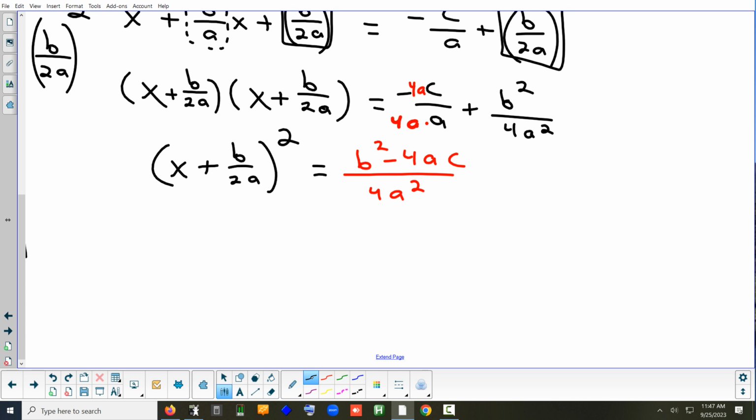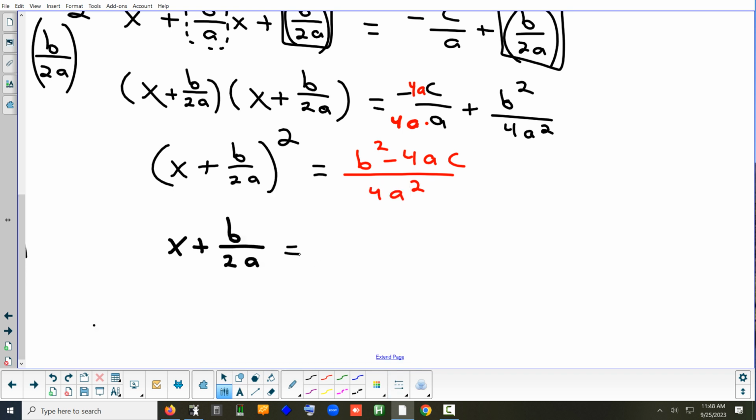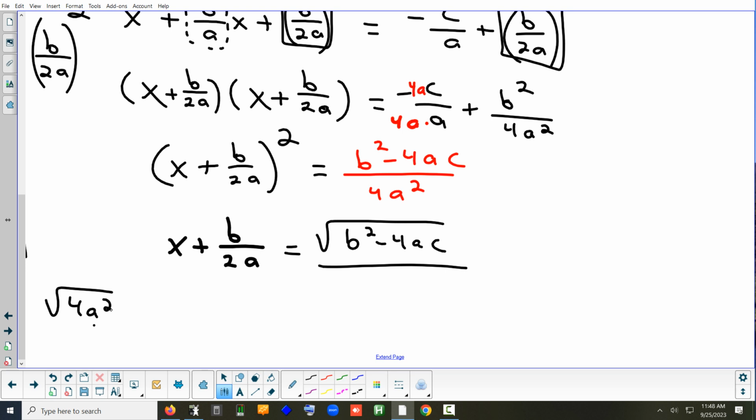So what would we do next on the left-hand side to start to get x by itself? Square root it. Yep, you would square root it. Take the square root of what's on the left, and you get that. Take the square root of what's on the right, and when you square root a fraction, you do the top and the bottom separate. The square root of b squared minus 4ac. And what's the square root of 4a squared? It would just be 2a. Yep, because we already squared it earlier.